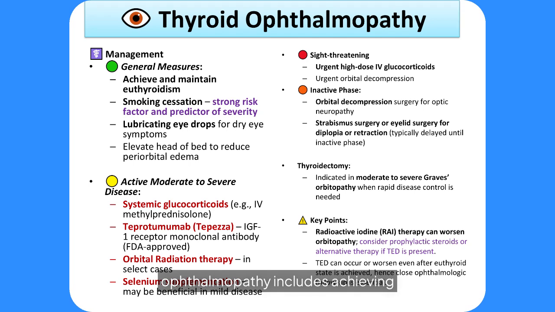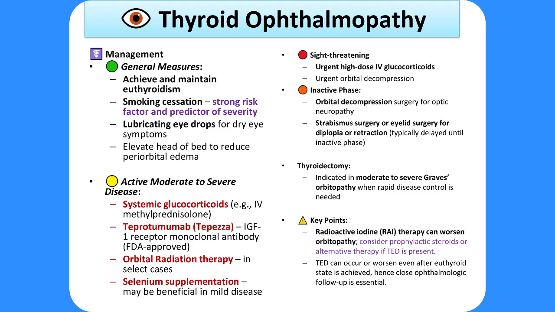Management of thyroid ophthalmopathy includes achieving euthyroidism, smoking cessation, and eye lubrication. For mild active cases, selenium supplementation may be beneficial. Active moderate to severe disease is treated with IV steroids, teprotumumab, other immunosuppressants, or orbital radiation. Sight-threatening disease mandates urgent IV steroids and possibly decompression surgery. In the inactive phase, surgical interventions such as strabismus or lid repair are considered. Thyroidectomy may be indicated for rapid disease control, with close follow-up essential to prevent worsening.